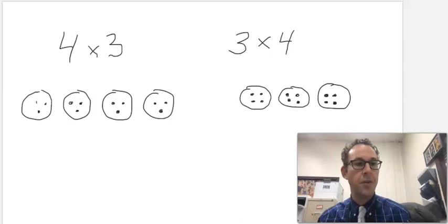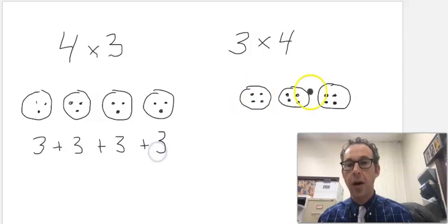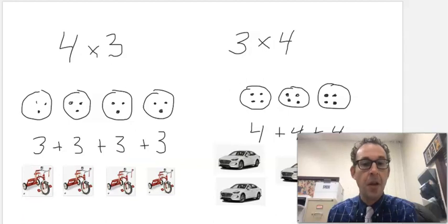You see, 4 times 3 means that you have 4 groups of 3, or 3 plus 3 plus 3 plus 3, while 3 times 4 means that you have 3 groups of 4, or 4 plus 4 plus 4. Still not convinced? Well, consider 4 times 3 as 4 tricycles, and 3 times 4 as 3 cars. They both have 12 wheels, but I think we can agree they're both very different things.